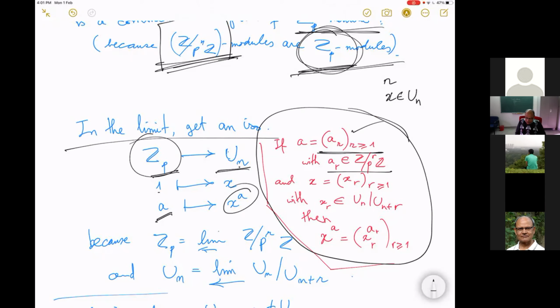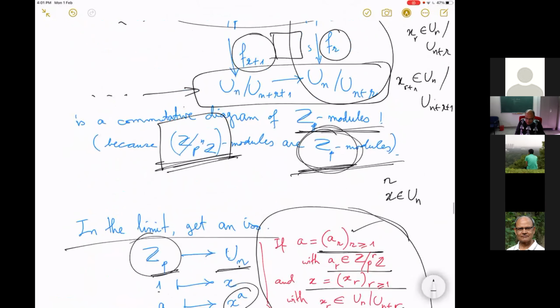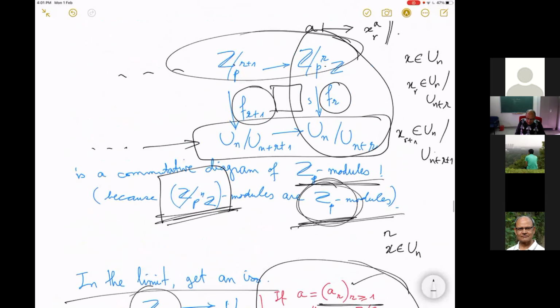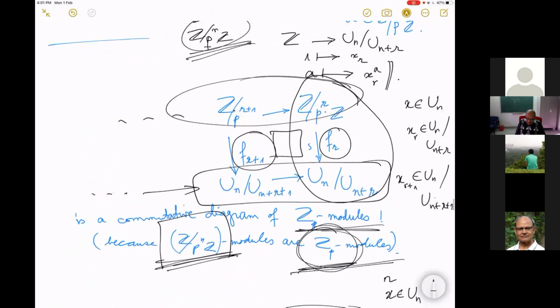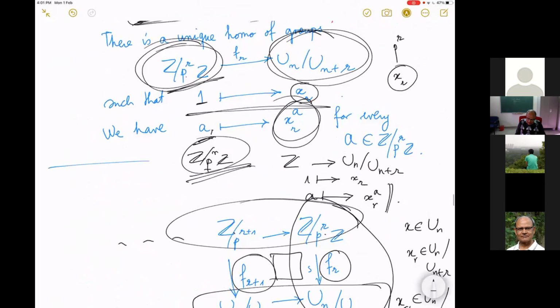And your x, which is an element of U_n, is also a sequence of elements like this, x_r, which is in U_n modulo U_{n+r}. So the meaning of x to the a is the sequence x_r to the power a_r, and these things make sense because that's what we have defined here. I mean, here it was not being called a_r. I could have said a_r goes to x_r to the a_r.